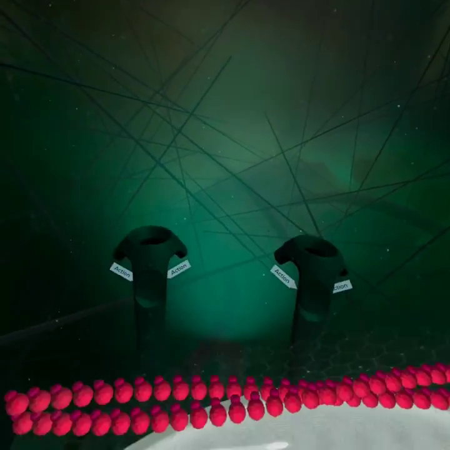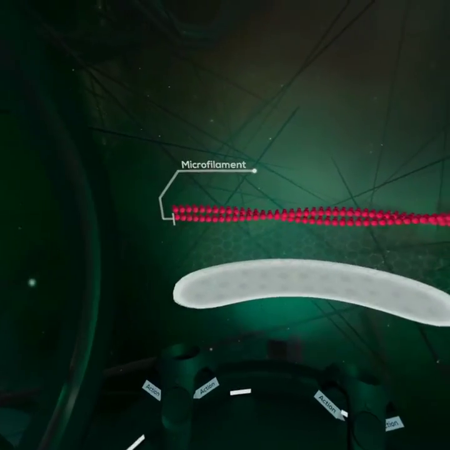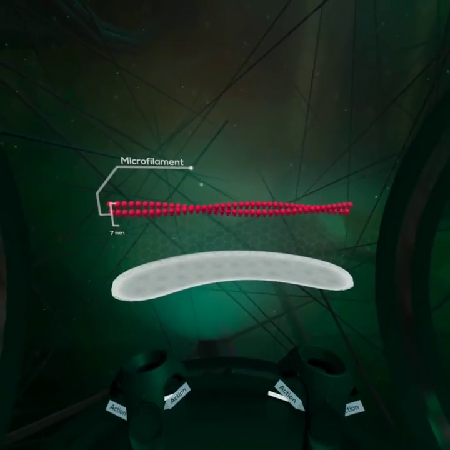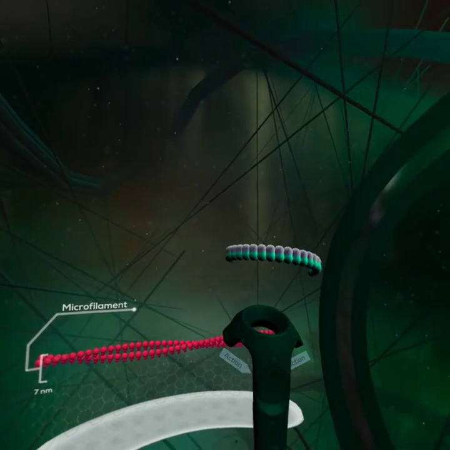The cytoskeleton is made up of a network of adjustable strands that gives the cell its structure. There are 3 different types of strands that make up the cytoskeleton. Microfilaments are the thinnest strand, measuring only 7 nanometers in diameter.